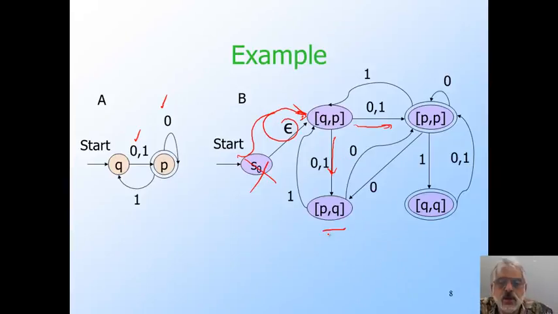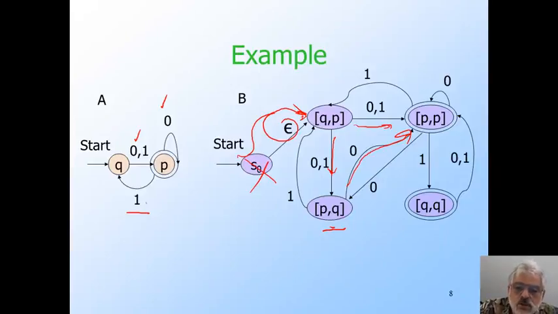Next, let's see where PQ goes on input 0. First, we consult A, and we see that on input 0, A takes P to P. That's this. So the first component of the new state must be P. Then we ask from what states of A there are transitions to Q. Here we see the only transition to Q in A is this one from P. As a result, the second component can only be P in the new state. Thus, the only transition of B from state PQ on input 0 is to PP.